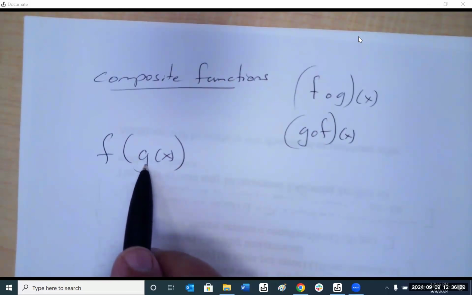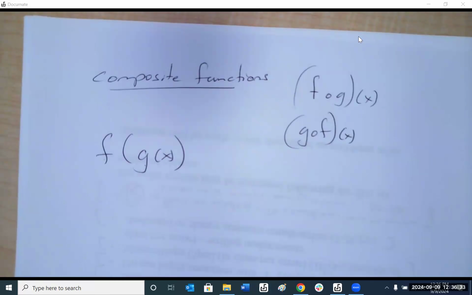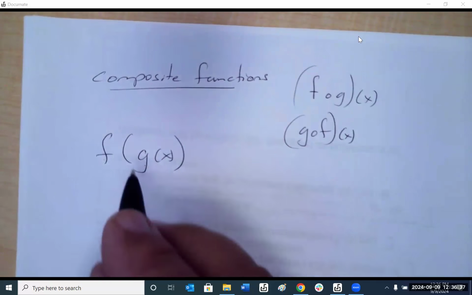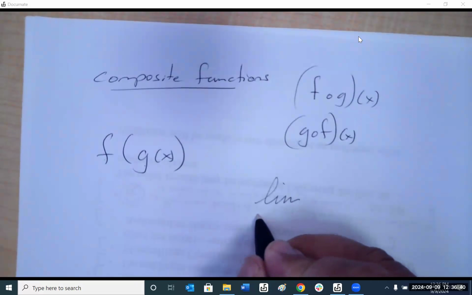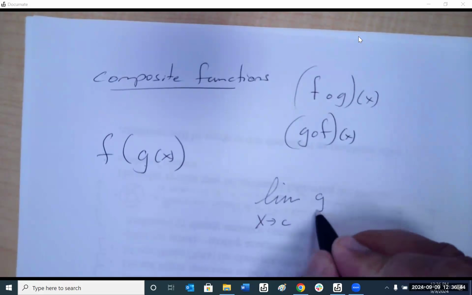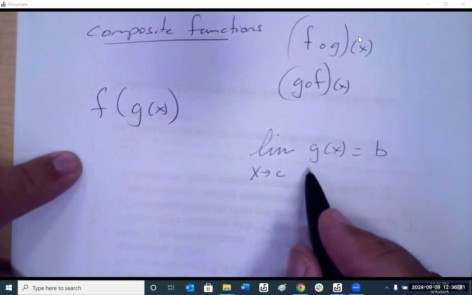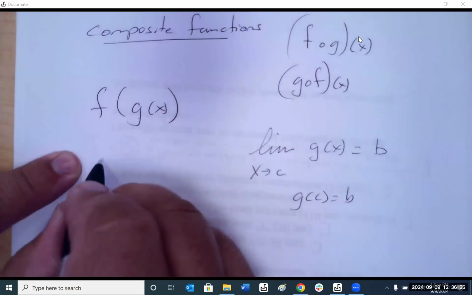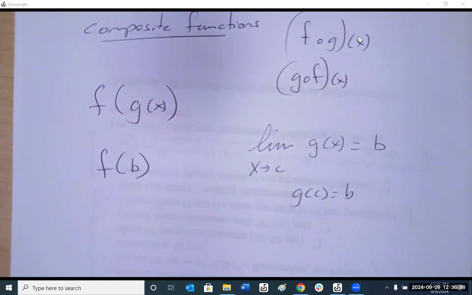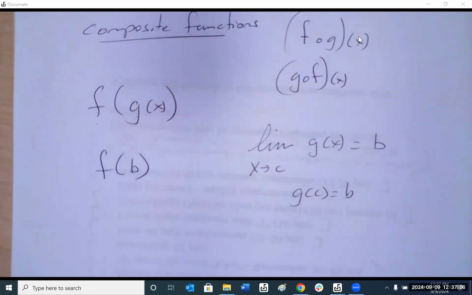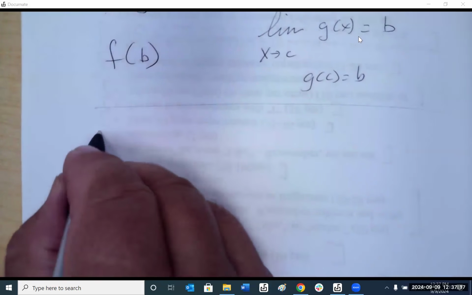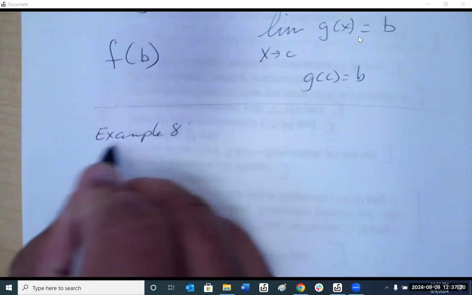If g of x is continuous, then f of g of x is going to be continuous. So let's say the limit as x approaches c of g of x is equal to b. So at g of c, we get b. So this becomes f of b. It's still a function with respect to x. Remember, f and g are both continuous functions, so it's still continuous. So composite functions are always continuous on their domain. You should have this on your sheet.